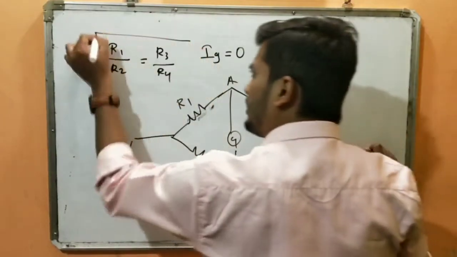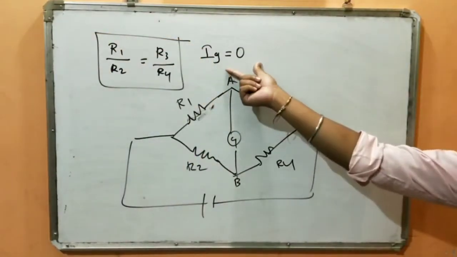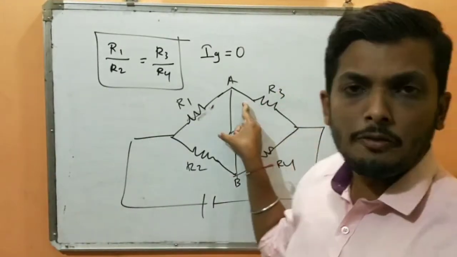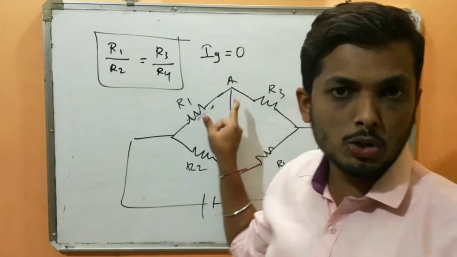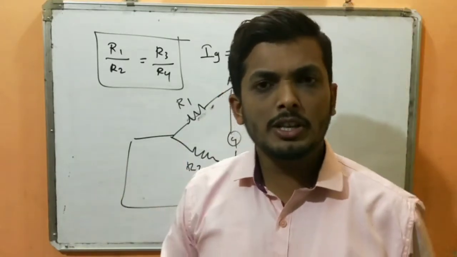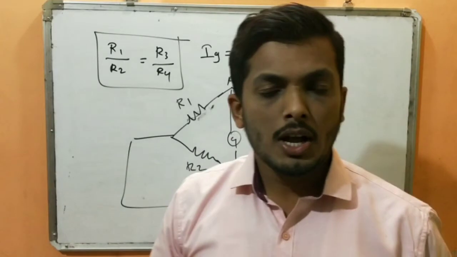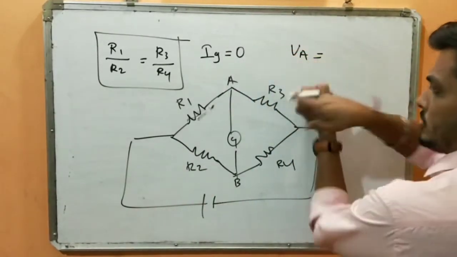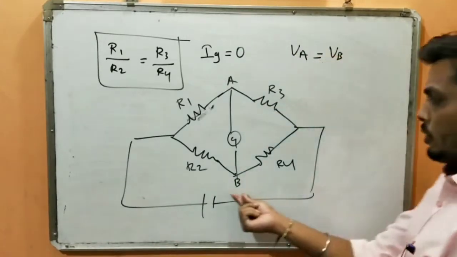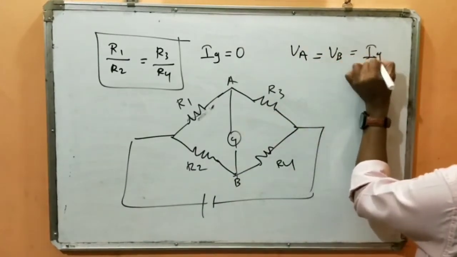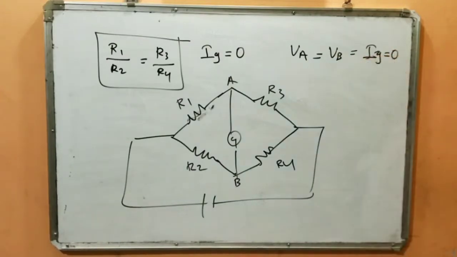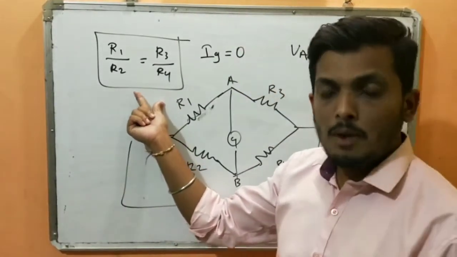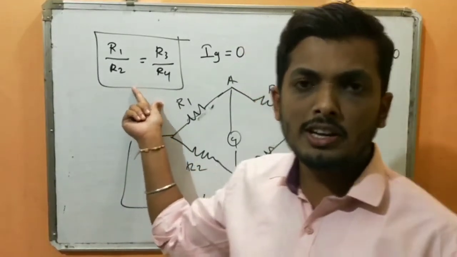To get this formula, the necessity was that the current through the galvanometer would be 0. That is, the potential difference across the two terminals of the galvanometer should be 0. Quite obvious, right? Whenever there is no potential difference, no current will flow. Current will flow only when there is a potential difference. That is, if VA, the potential at A, is equal to the potential at B, then the current through the galvanometer would be 0. And once the current through the galvanometer is 0, this condition is satisfied. But whatever derivation we have done, we have done it theoretically.